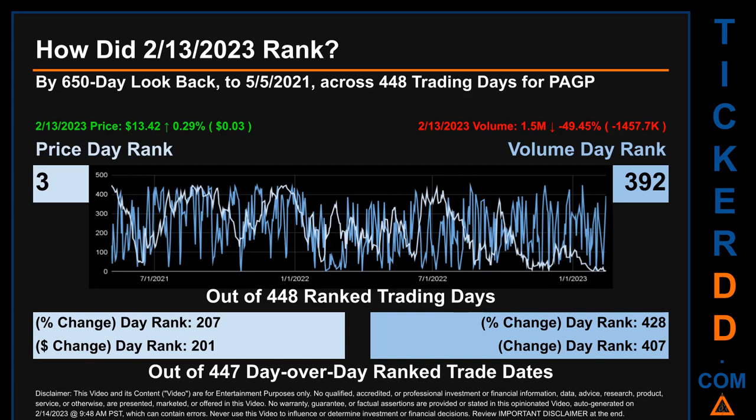The line graph overlays price and volume's daily ranking, as shown respectively in light versus dark blue, across those target trading days. In this view, essentially the dips are good whereas the spikes are bad. The price's day over day percentage change, jumping 0.29% on February 13, 2023, had a day rank of 207 while its dollar difference of 3 cents had a rank of 201 when compared day over day across 447 trading days. Volume's percentage change and difference were ranked respectively at 428 and 407.